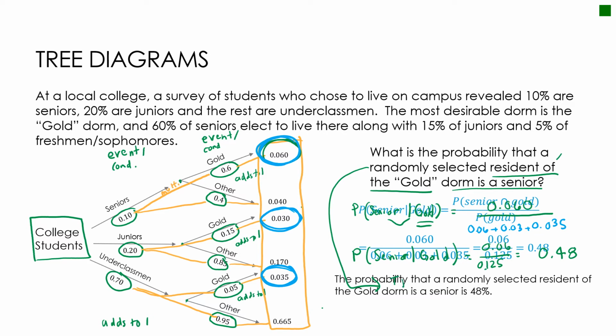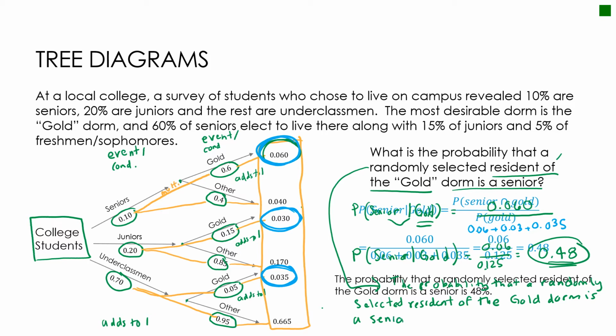So I would write this out. Notice here I'm giving it as a decimal, and then I'm going to write: the probability that a randomly selected resident of the Gold Dorm is a senior is 48%. When I write it in my sentence, I write it as a percent. When I write it in my work, I write it as a decimal.